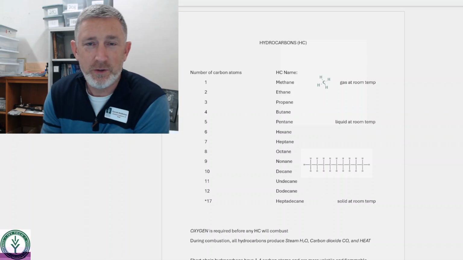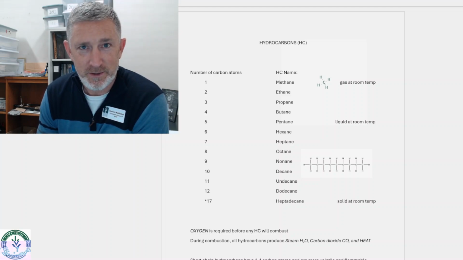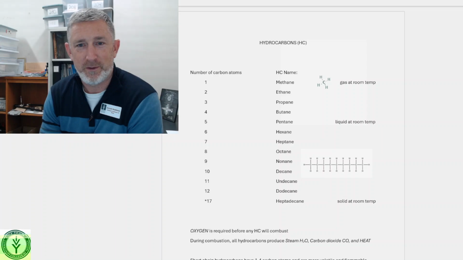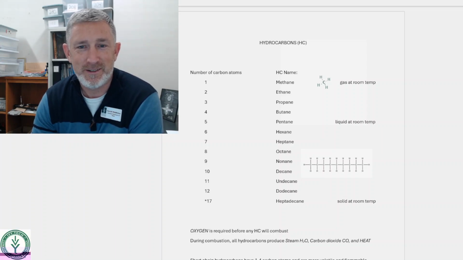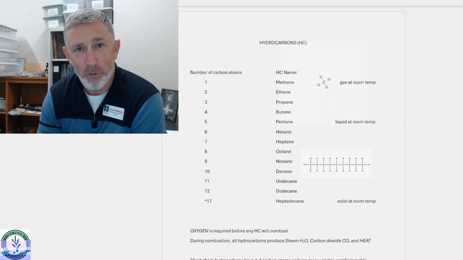Listed on here are hydrocarbons by number of carbon atoms in each compound. So the first compound we have on our list is methane, right? That's our natural gas. And it's got one carbon atom. So it belongs at the top of our list.